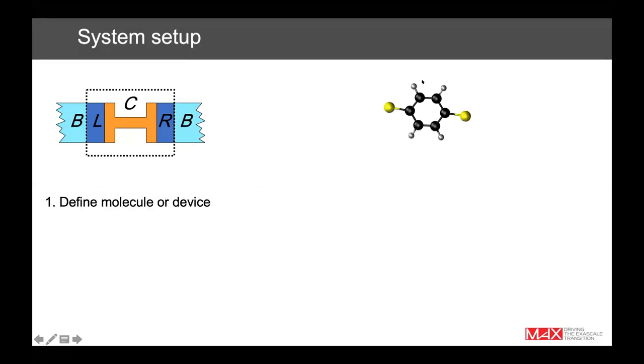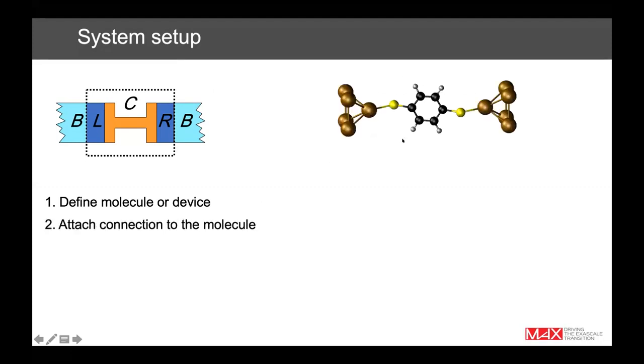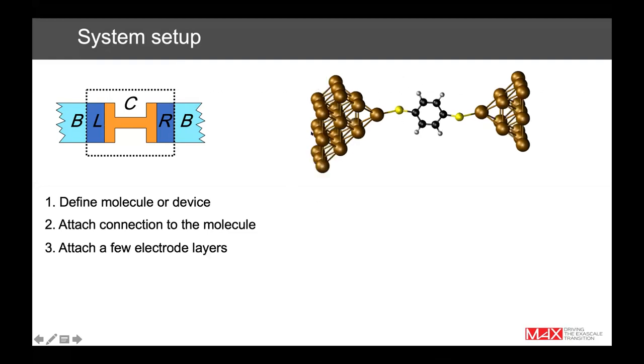The first thing you have to do, of course, is to set up your molecule, the coordinates of your molecule or your nano device, your nano contact. Then you have to attach a few atoms that contact the molecule with the left and the right electrodes. In this case, it's a pyramidal shape of gold atoms. Then you have to attach a few layers of your left and right electrode. And this number of layers has to be sufficiently large, because all the screening created by the molecule in the bulk metal has to be taken into account within this region.